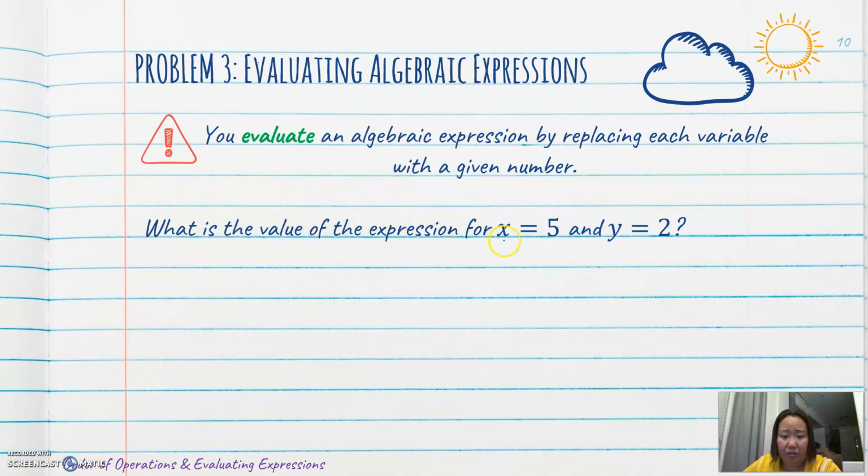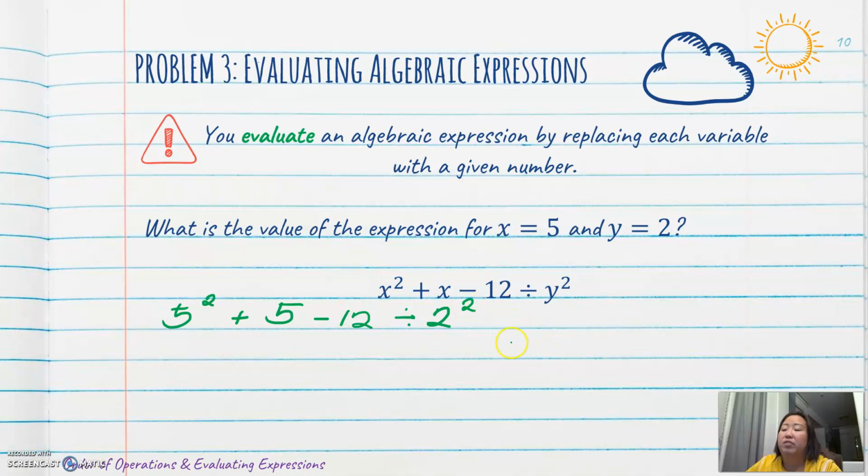What is the value of the expression for x equal to 5 and y equal to 2? Our expression is x squared plus x minus 12 divided by y squared. We will replace all the variables by their corresponding values. Rewriting, that will be 5 squared plus 5 minus 12 divided by 2 squared. Now that you have all numbers, we simplify.